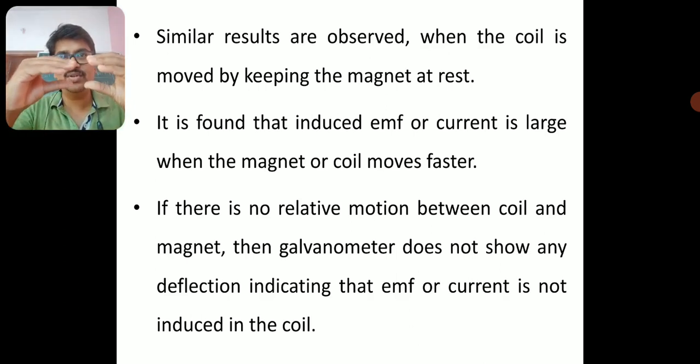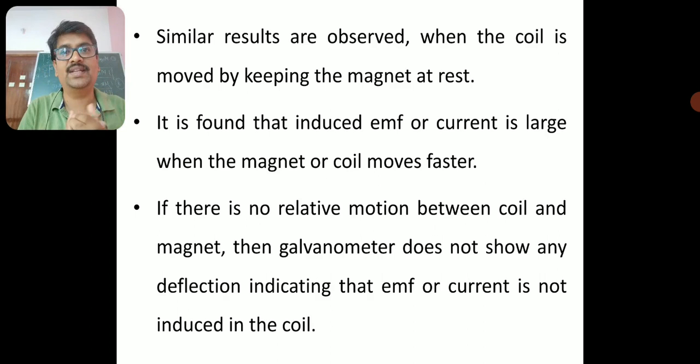If one is moving towards or away, and the other one is at rest, it is a relative motion. If there is no such relative motion between the coil and the magnet, the galvanometer does not show any deflection. You cannot expect any EMF or current to be induced in the coil. Overall, if there is any relative motion between the coil and the magnet, an EMF is induced and current flows through the coil, which is shown by the galvanometer deflection.